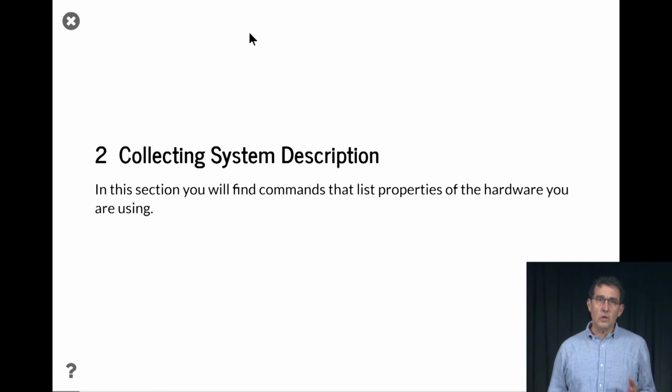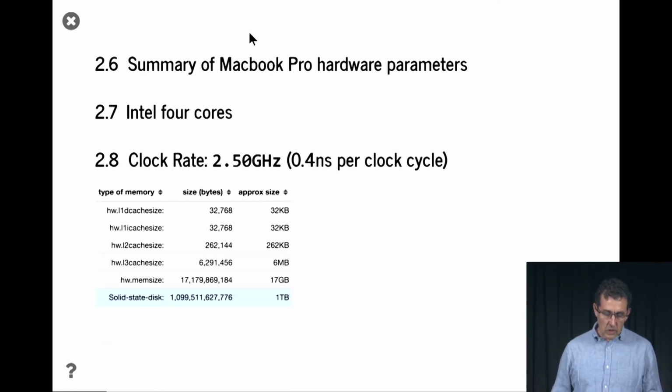So first, we're going to collect information about the system that is running. There is code that I'm skipping, which lets you find out the details of the specifications of your hardware. For my system here, it's a MacBook Pro. It has an Intel 4-core CPU, and the clock rate is 2.5 gigahertz.